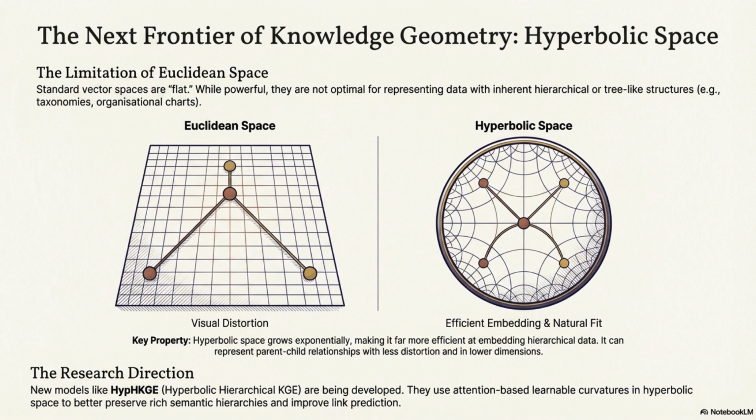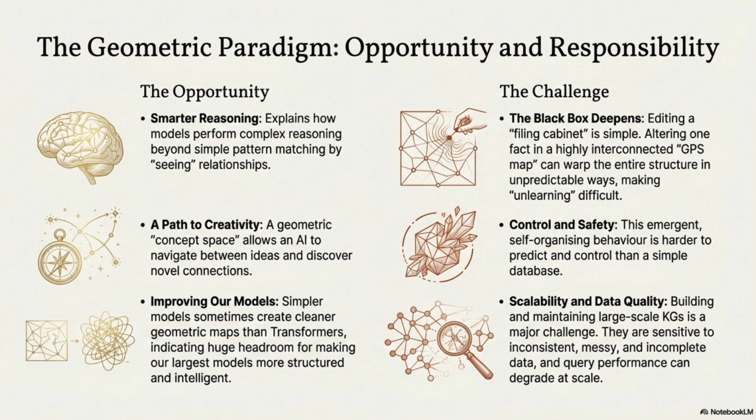Well, first, smarter reasoning. Models solve complex tasks by just seeing relationships. Second, creativity. Navigating a concept space lets AI blend or jump between distant ideas, discovering novel connections. And it seems we have huge headroom for efficiency. Simple geometric models can sometimes outperform giant transformers because they build cleaner internal maps.